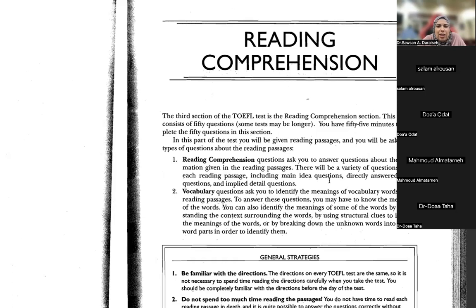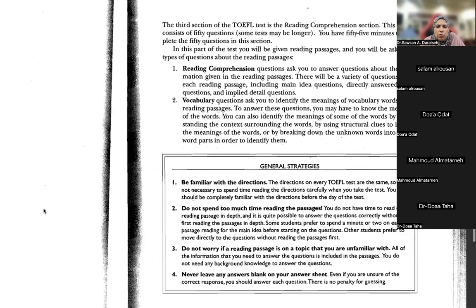By using structural clues to identify the meanings of the words, or by breaking down the unknown words. So, step by step, get to know some words and what they mean. Connect all the parts together to identify the meaning and so on. So these are things that you're going to do when you want to learn the meaning of certain words.